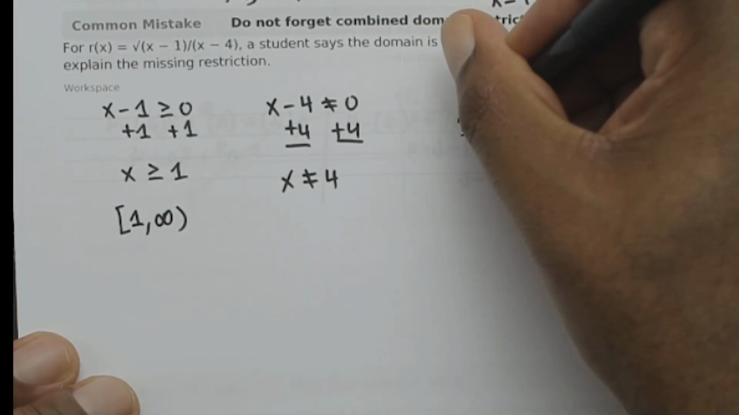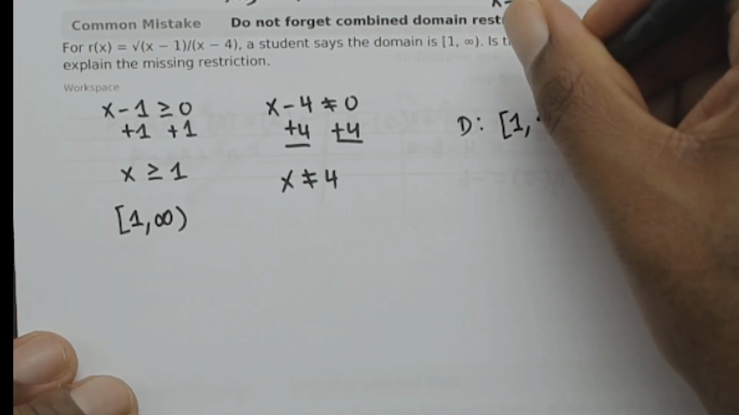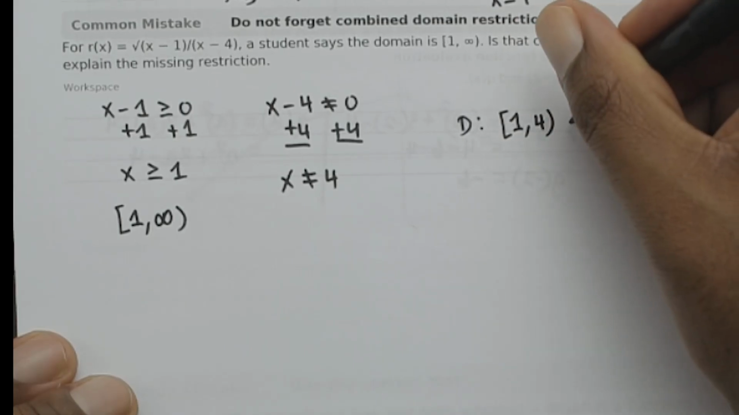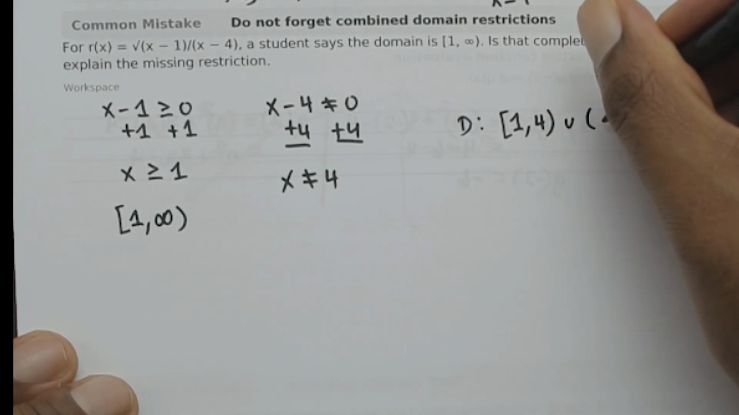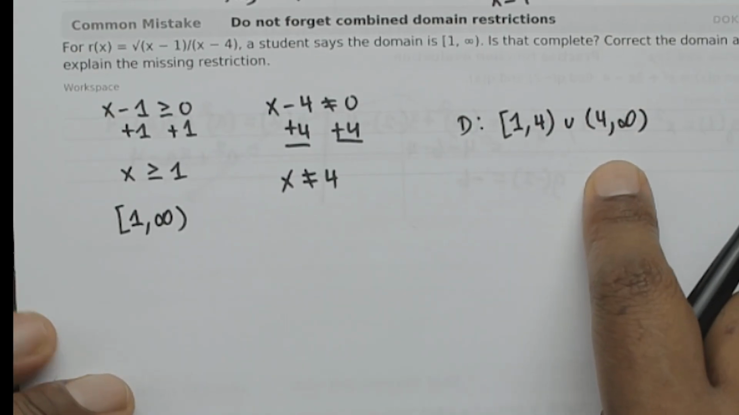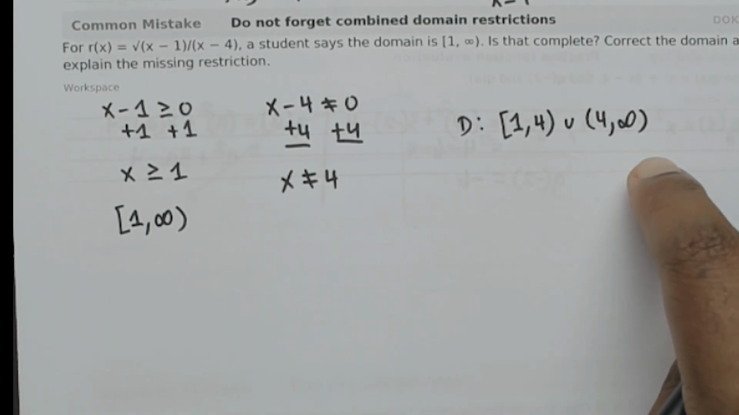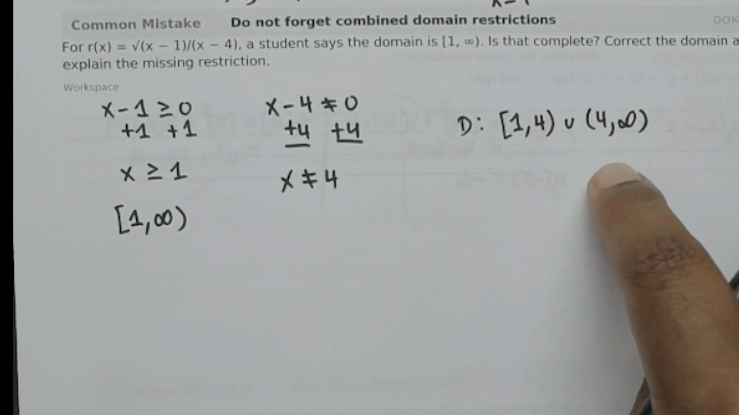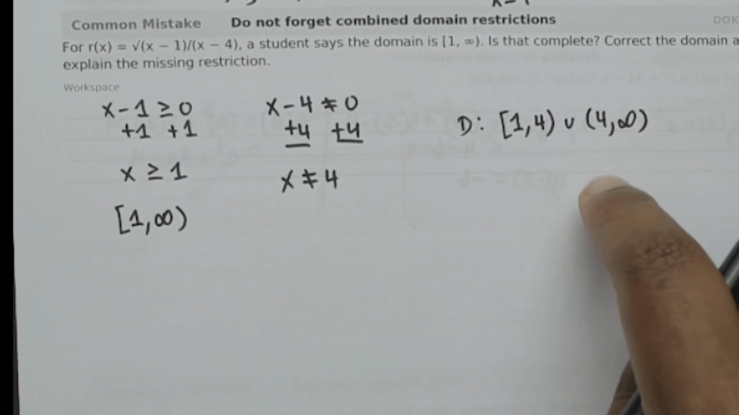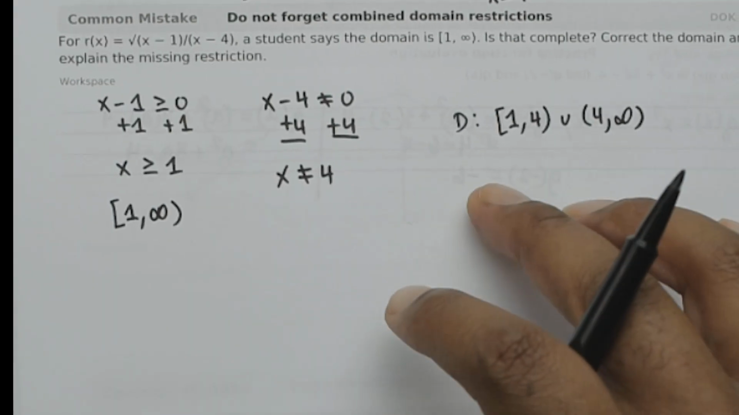So the correct domain is 1 to 4, union 4 to infinity. This is the correct way to write the domain. And this is the key lesson. When a function has more than one restriction, the domain must satisfy all restrictions at the same time, not just one. Okay, so let's review the main ideas.